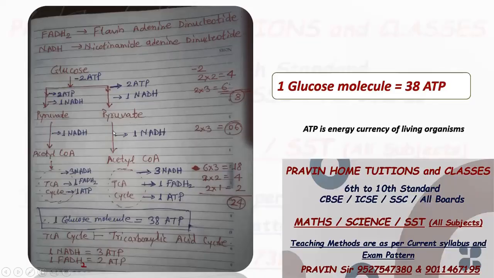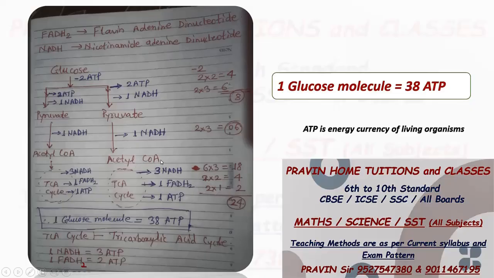Then, in this reaction, one NADH molecule is generated. This one NADH plus this one NADH, that is 2 into 1 NADH, and 1 NADH is equal to 3 ATPs. So 2 into 3, 6. So in this reaction, 6 ATPs are generated. This reaction is called the link reaction. Pyruvic acid is decomposed to acetyl coenzyme A. So this reaction is the link reaction.